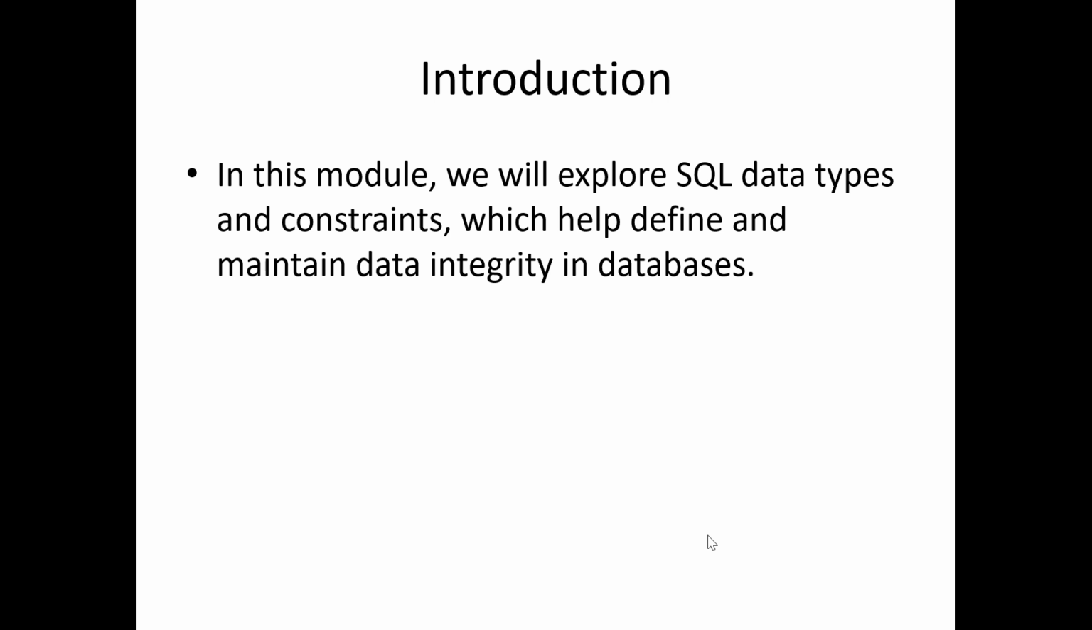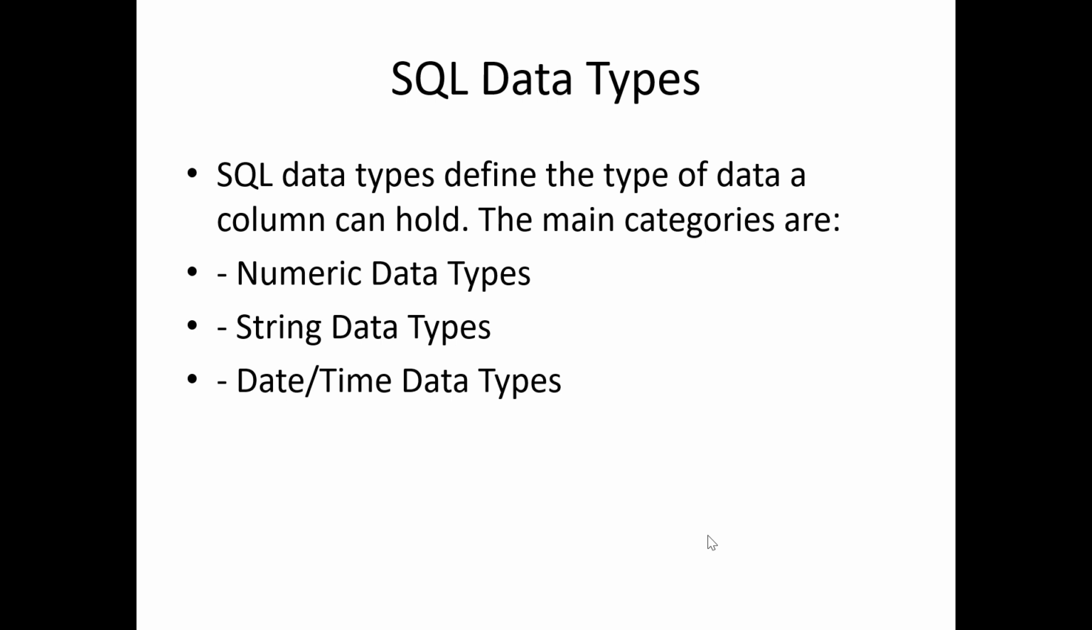So let's get into it. What are SQL data types? In SQL, every column in a table must have a data type, which determines the kind of data that can be stored in that column. Choosing the right data type is important because it affects the database's performance, storage efficiency, and accuracy. SQL data types are broadly categorized into three groups: numeric data types, string data types, and date and datetime data types. So let's go through them one by one.